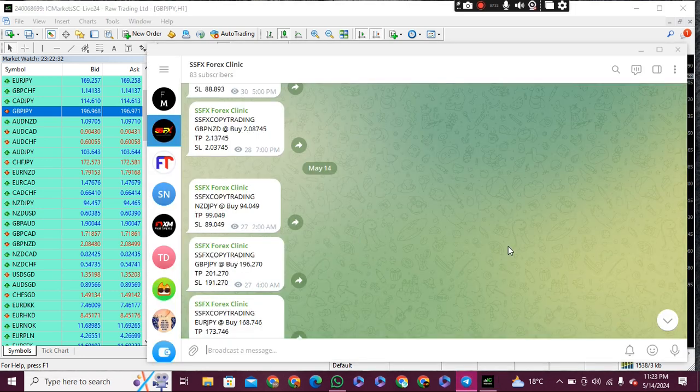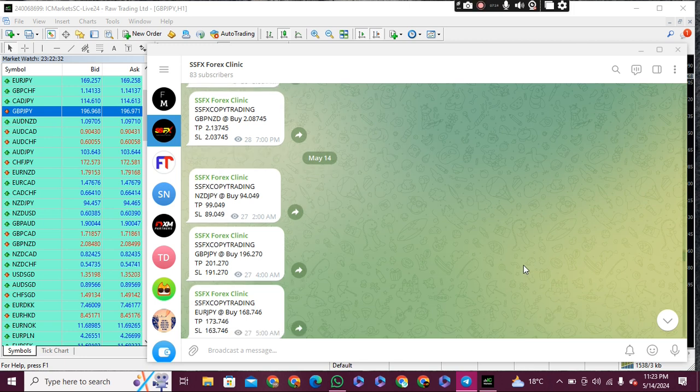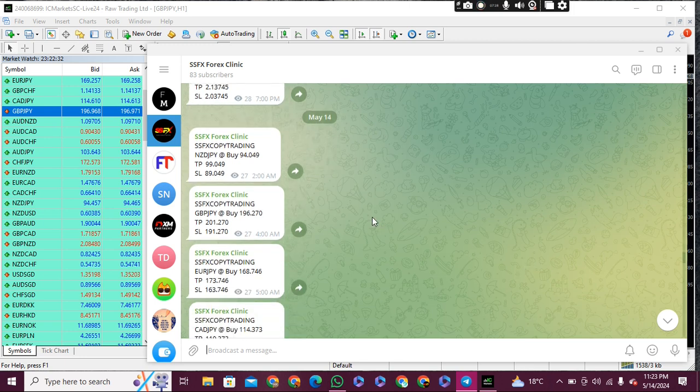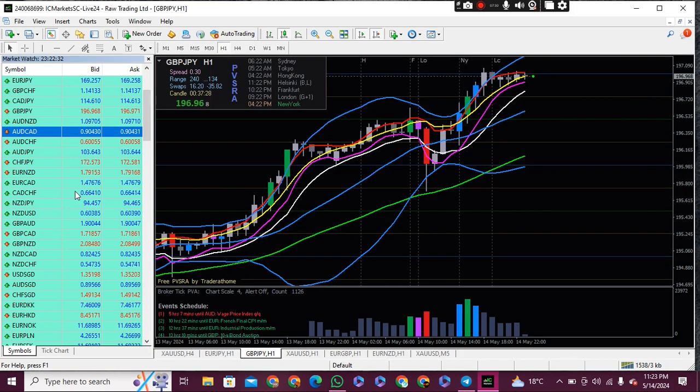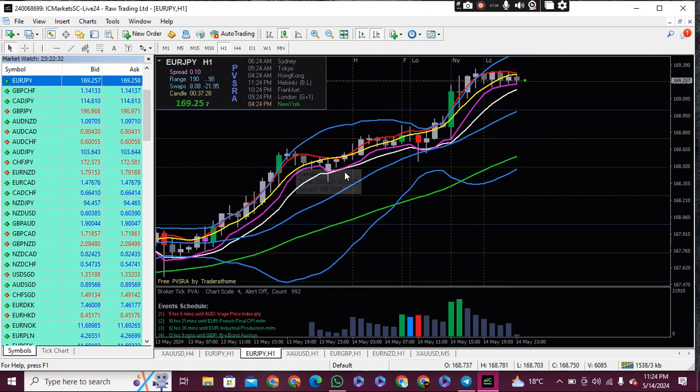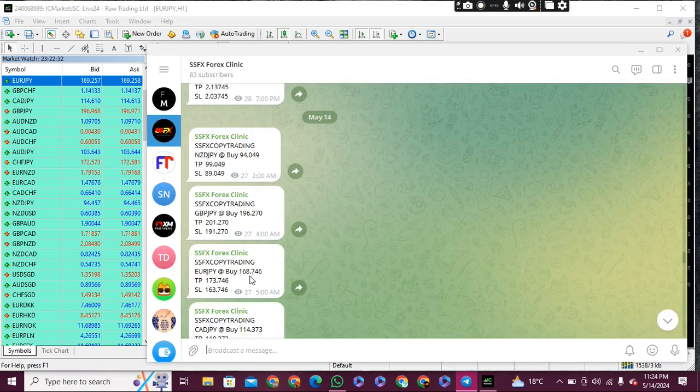So we go to Euro Yen. We have Euro Yen. Where is Euro Yen? There you go. This is Euro Yen. So we had a buy signal around 5 a.m.